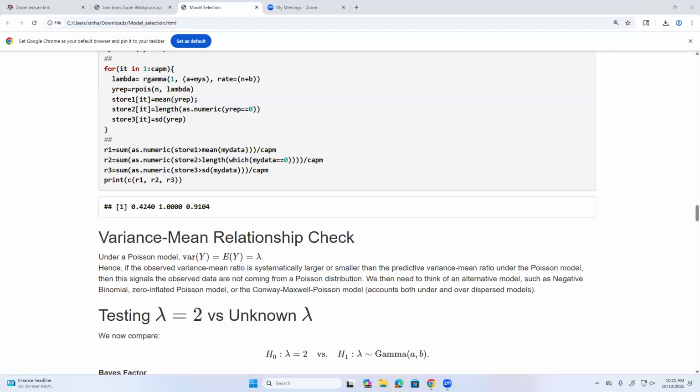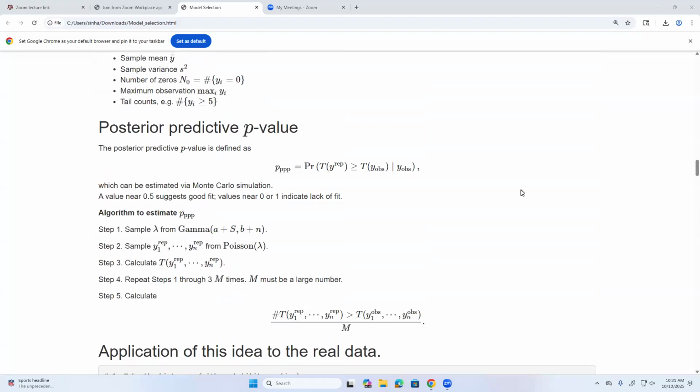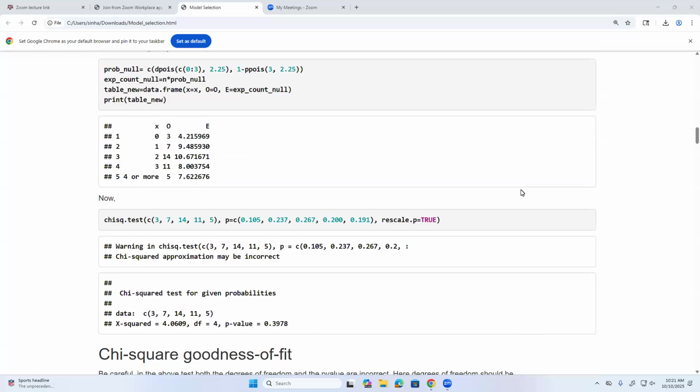In today's lecture, we will discuss the problem of model checking, and I will talk about also Bayes factor, how to use Bayes factor for model checking. So if you recall, we discussed the problem that we have a data set.